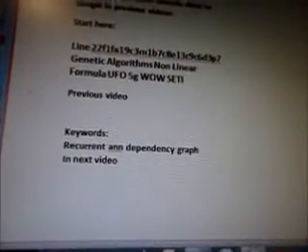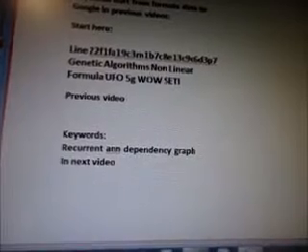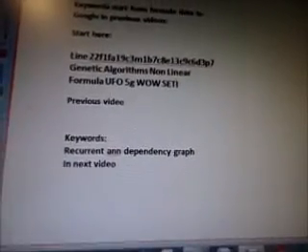Line 22f1fa19c3m1b7c8e13c9c6d3p7. Genetic algorithms nonlinear formula UFO 5G Wow Seti. The previous video. The keywords are going to be recurrent and dependency graph in the next video. Sorry, I kind of repeated myself there.